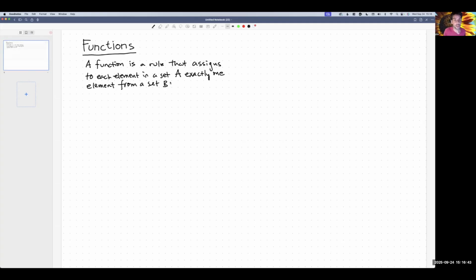All right. So we often will call A the domain, and we'll call B the range. All right, more on those later, but that's just how you'll hear them referred to. Okay, all right, so let's talk about what this means.